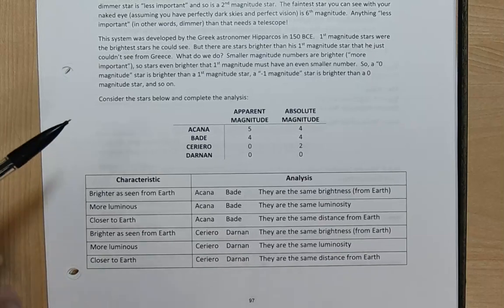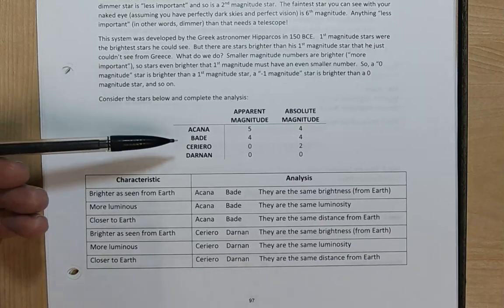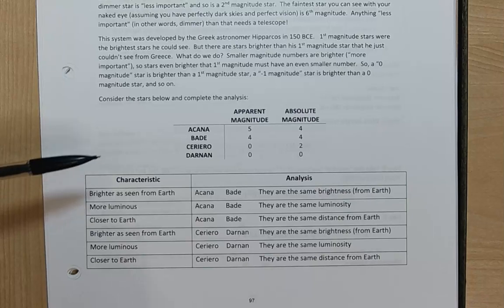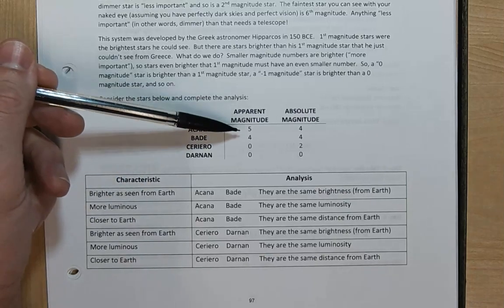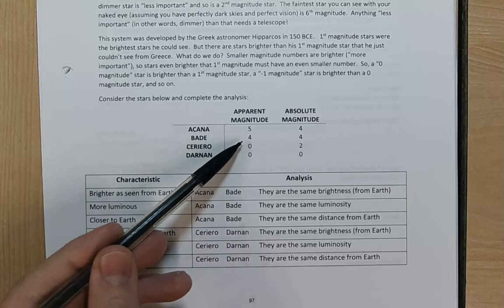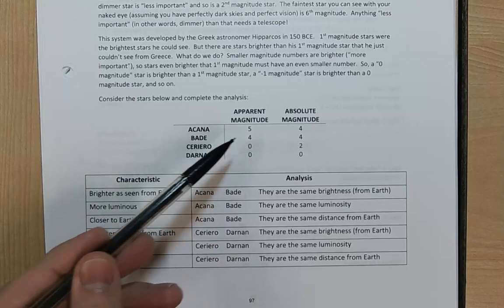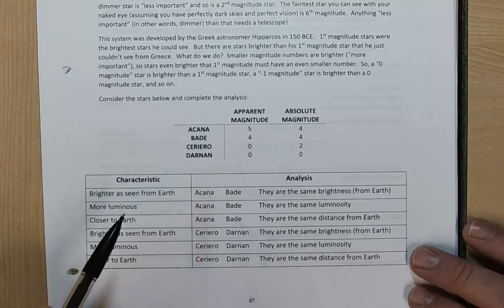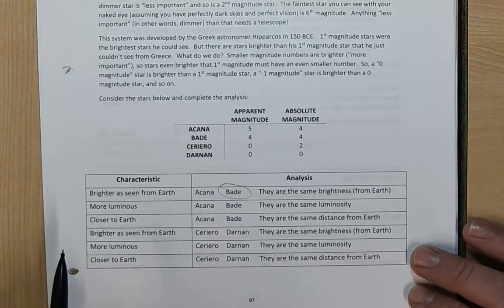So, all right. If you're talking about Akana or Bada, which one looks brighter as seen from Earth? Right? Which one appears brighter? Well, Akana is a magnitude 5, Bada is a magnitude 4. Which one looks brighter? Well, remember, the lower the number, the brighter the star looks. So a 4th magnitude is brighter than a 5th magnitude, so Bada looks brighter here on Earth.